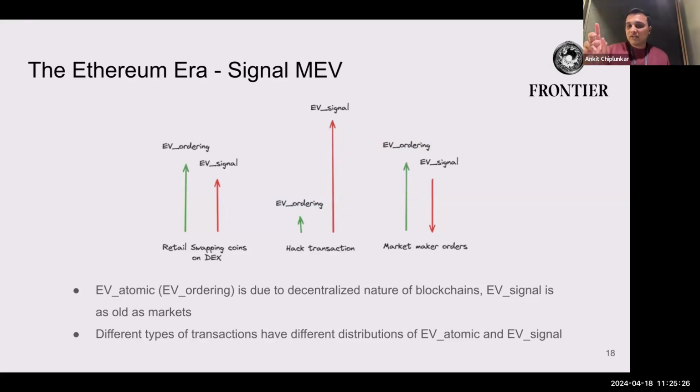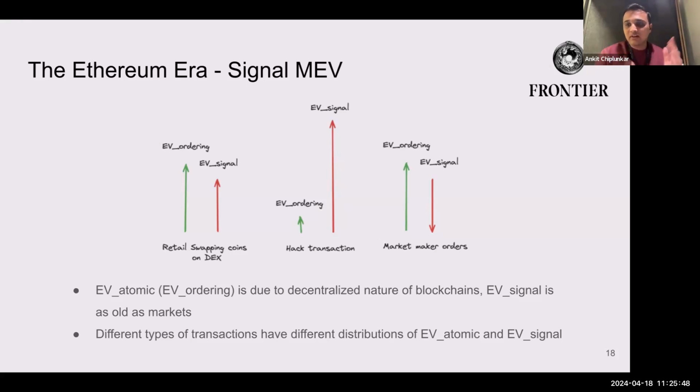And one more thing is market makers have negative EV signal. People who work in traditional finance know this, it is also called toxic order flow. Market makers have some knowledge of what the future price would look like, and so you should generally not trade. You should not be on the other side of the market maker.